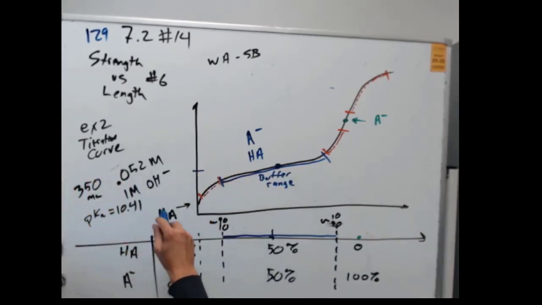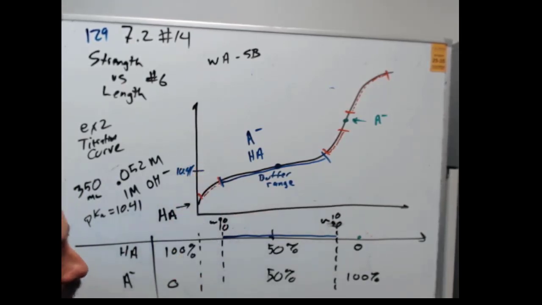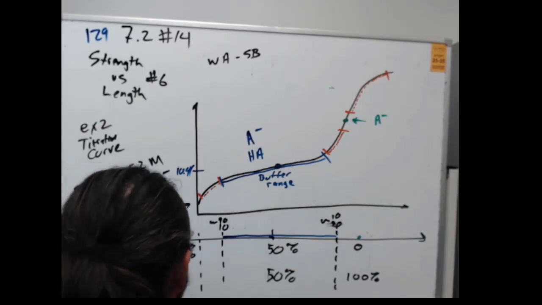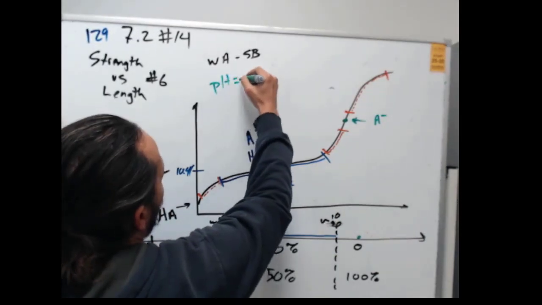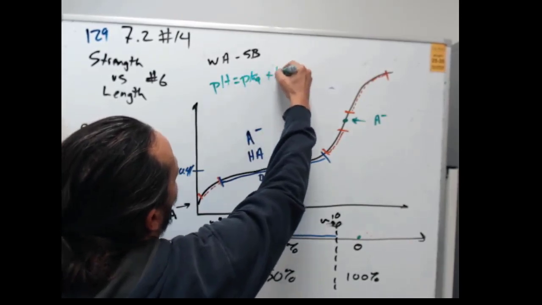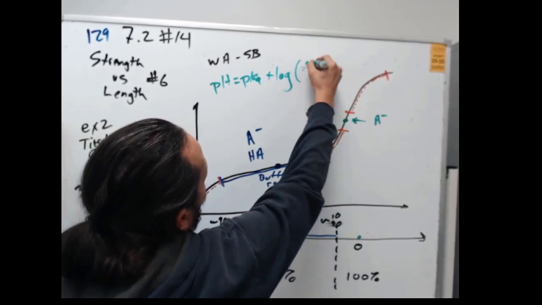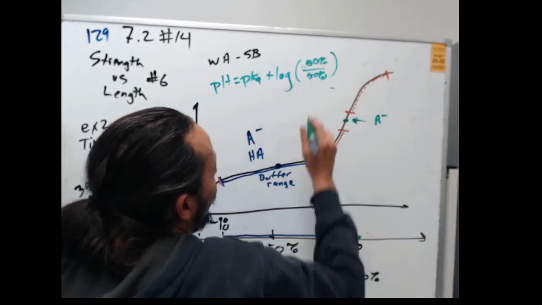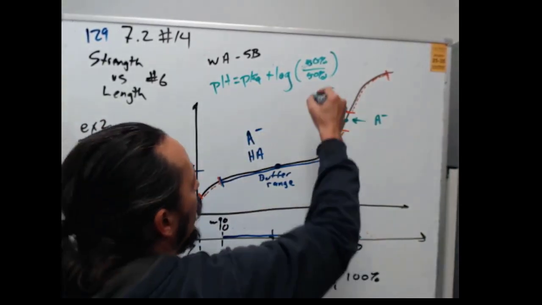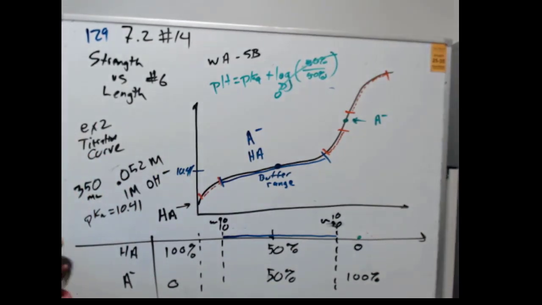Let's do some math to prove that. I know the pH at the midpoint is 10.41. That's the thing that's always true. We can see that pretty easily in the Henderson-Hasselbalch equation, because pH is equal to pKa plus log of 50% divided by 50%. So we end up with the log of 1. This part just goes to 0, and we just get pH equals pKa.